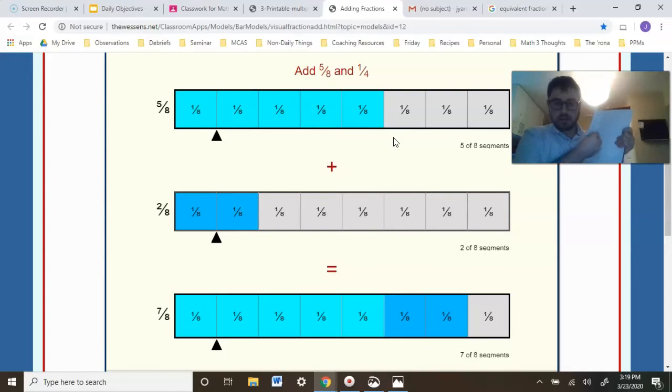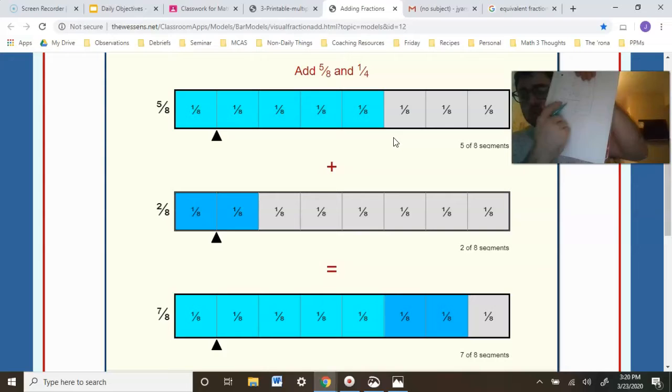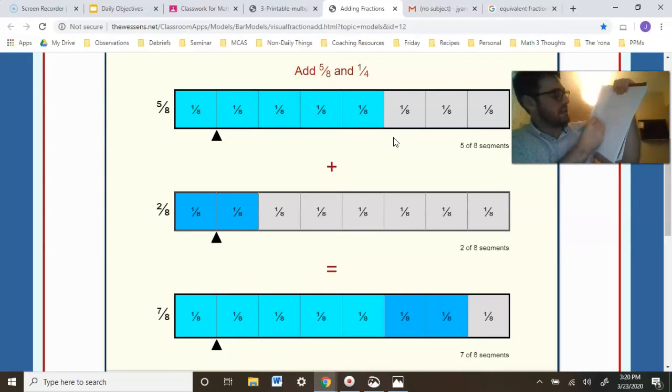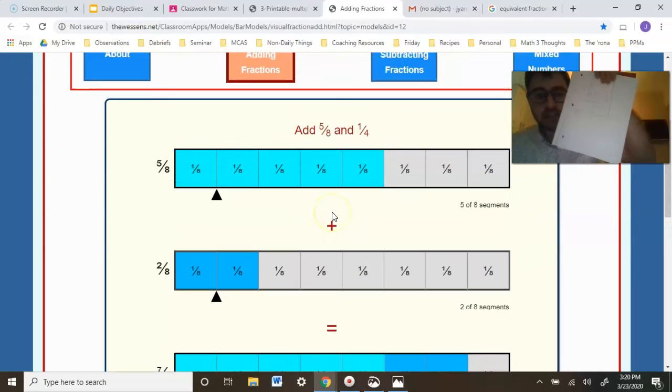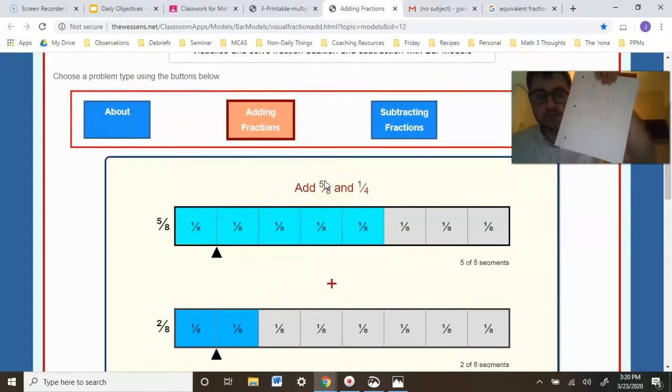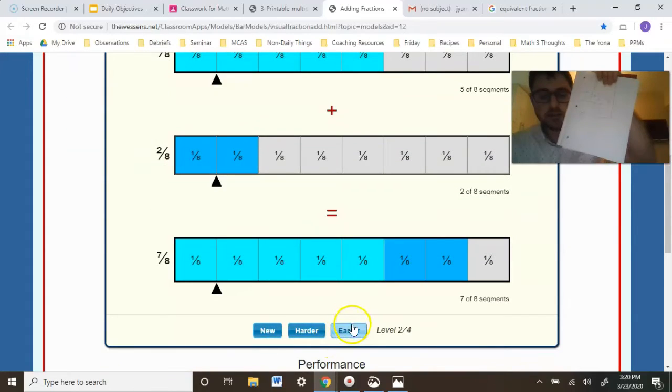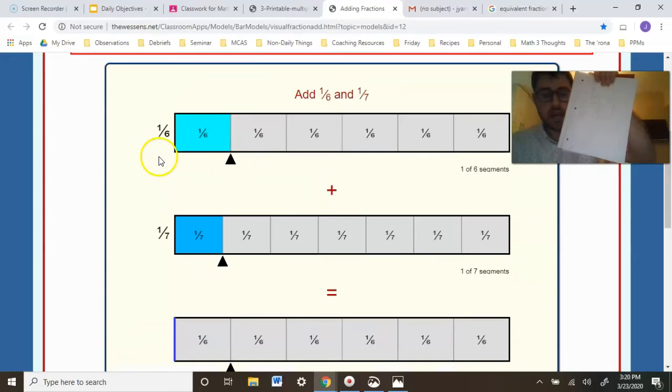I want to now try this for another part. So what I'm going to do is split up my page, and I want everybody, if they can, to have at least room for a second part right here for the next problem. So adding fractions, I'm going to try a new problem. So now we have sixths and sevenths.